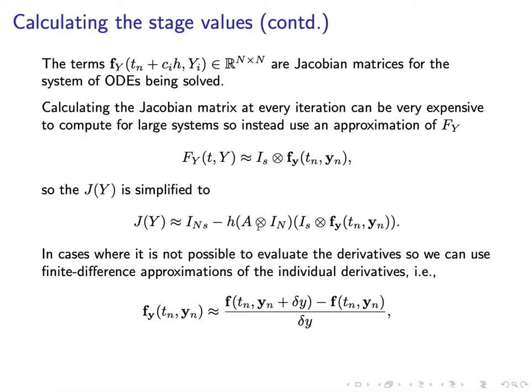Sometimes it's not possible to calculate this Jacobian here, so we just use finite difference approximations for each derivative. This is a first order finite difference approximation, and that replaces that term there. Sometimes you can calculate the Jacobian, sometimes you can't, depends on the problem. Some sophisticated ODE solvers will also give you control of how often you recalculate the Jacobian and things like that.